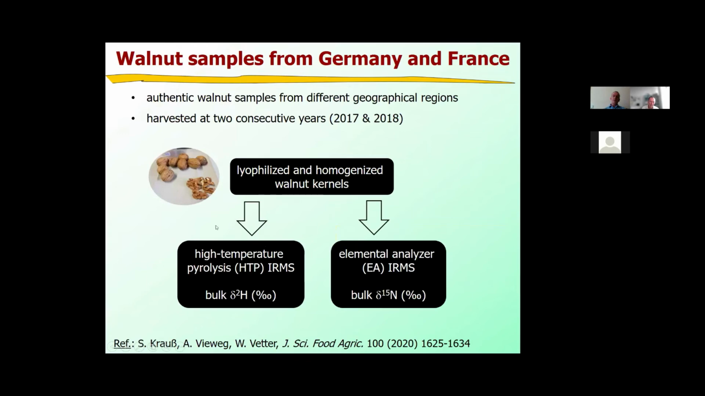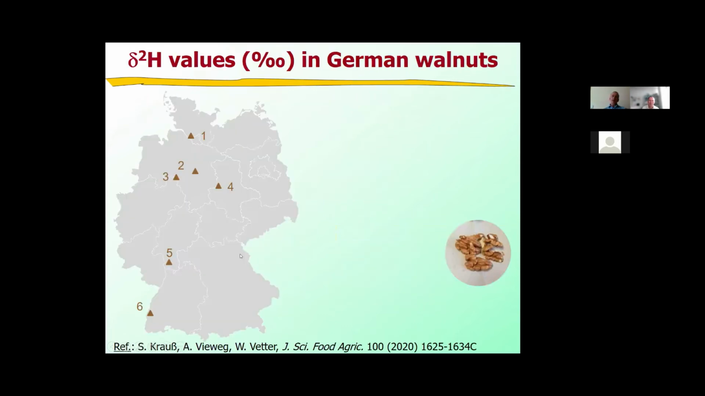So what we did, we measured walnuts in the food profiling project, and we measured them, of course, also on nitrogen, I will show you later, and of course on hydrogen. This is the topic now. So now we had 6 points in Germany where we had authentic samples from, and at first glance you would say, here's the coast in Germany, the farther you get to the south, the lighter the compound should be in hydrogen. But that was not the case.